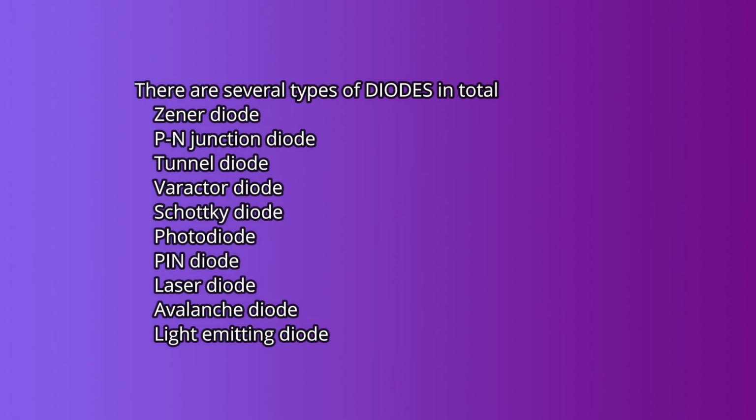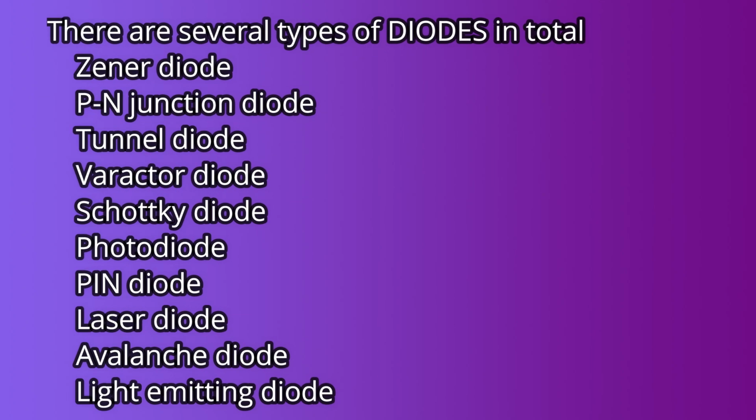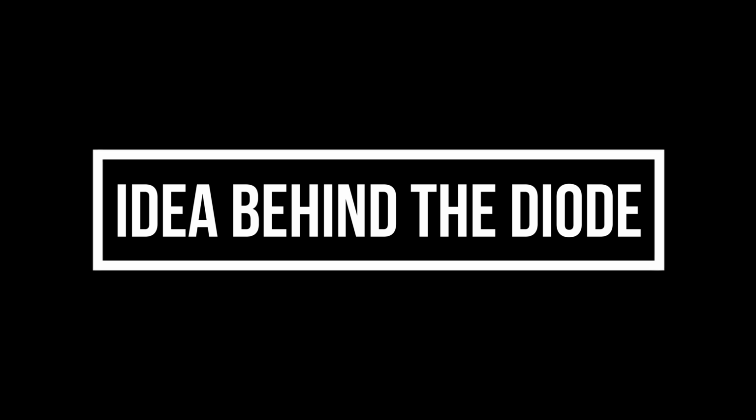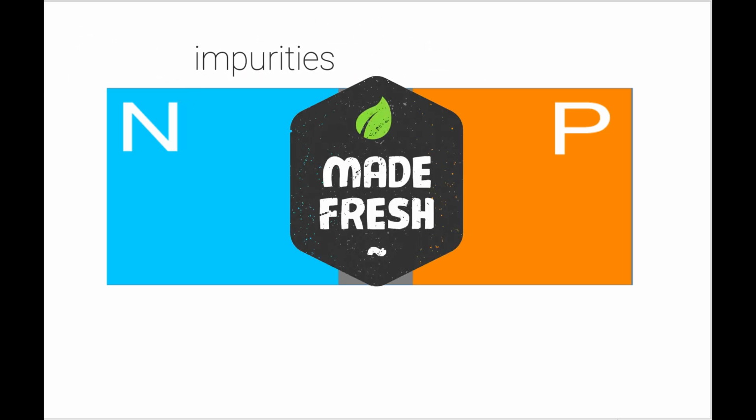There are several types of diode. These diodes are the fundamentals of the transistors, as they are the simplest form of a semiconductor device. So here's how they work. The process of adding impurities to the diode is known as doping. This doping is of two types: N-type, which is a donor containing antimony, and P-type, which is an acceptor containing boron.